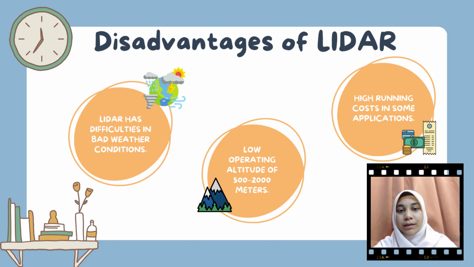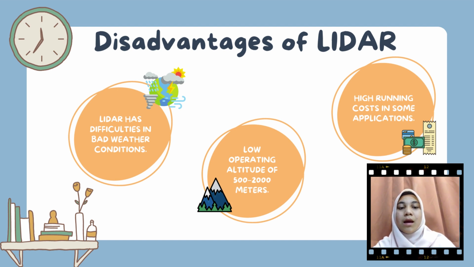LiDAR has difficulties in bad weather conditions. This is because LiDAR uses visible lasers in order to measure distance, which makes it difficult to work in a dynamic environment. Weather-related scattering and attenuation, such as sound reflection, dust, rain, snow, fog, and clouds, can alter the quality of data gathered by the LiDAR sensor.